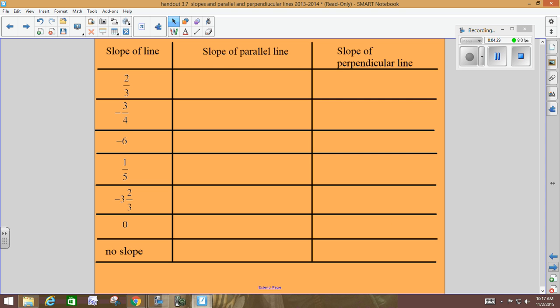Rows. If I have a line that has a slope of 2/3, what would be the slope of the line parallel to that guy? Yep. Rows, how about the one that's perpendicular to that line? Good, -3/2. Jack, if the line has a slope of -3/4, what would be the parallel slope? Good. Jack, how about the perpendicular slope? Yeah, positive 4/3.